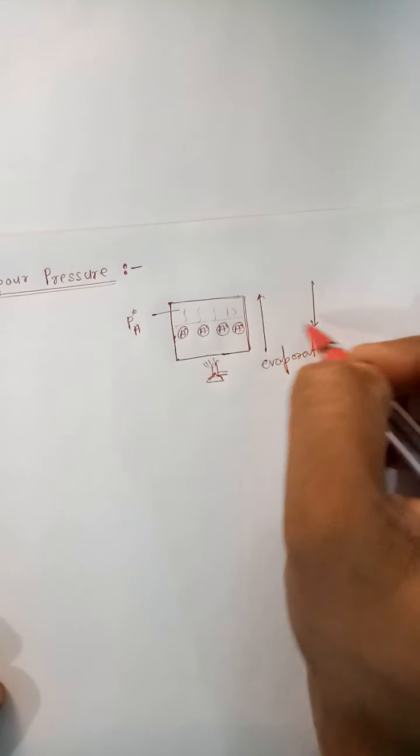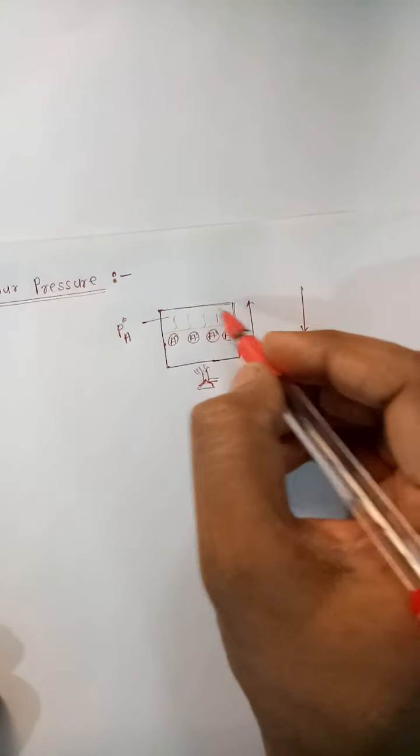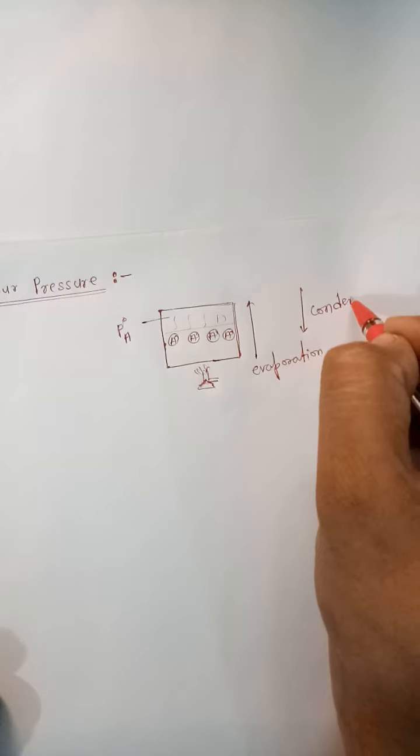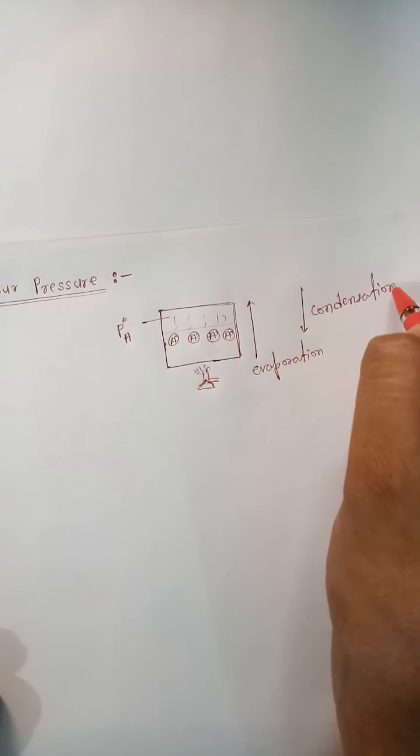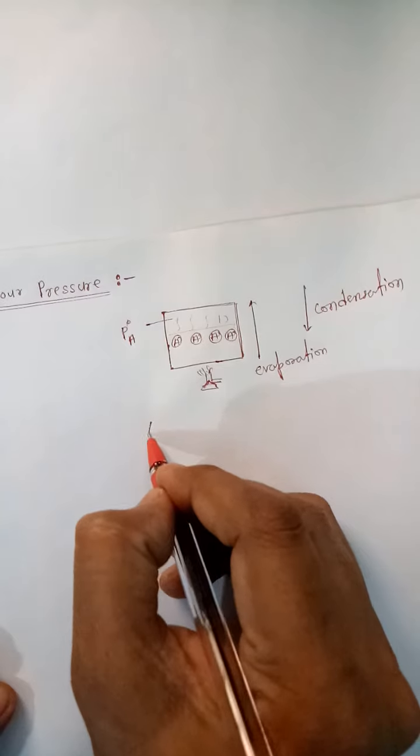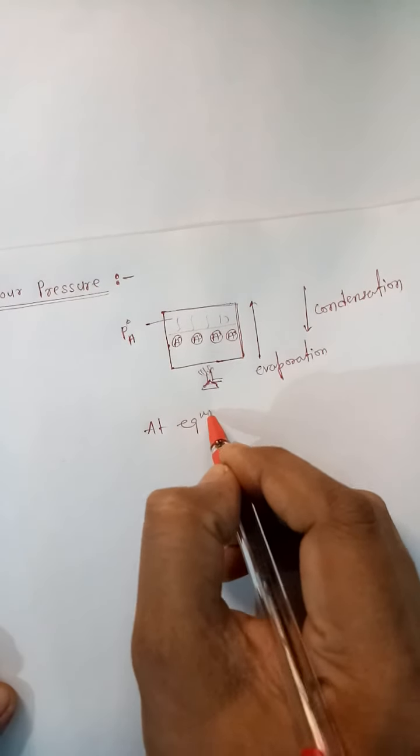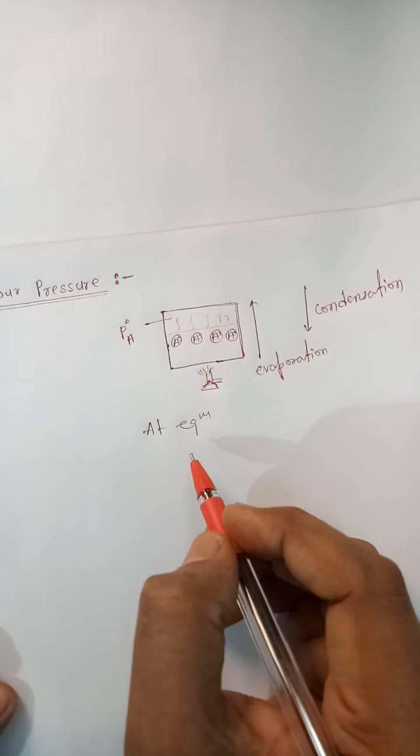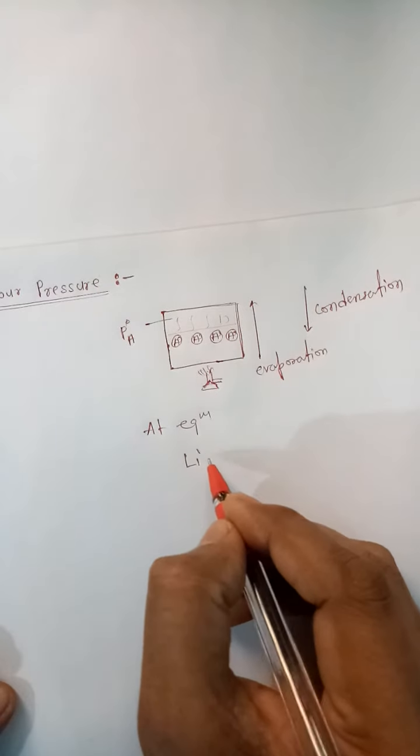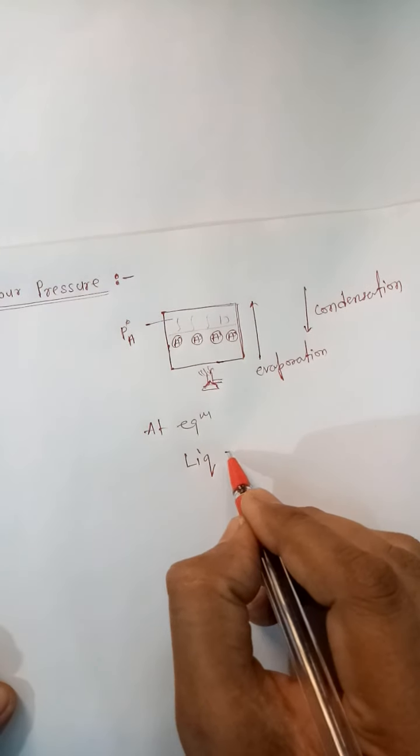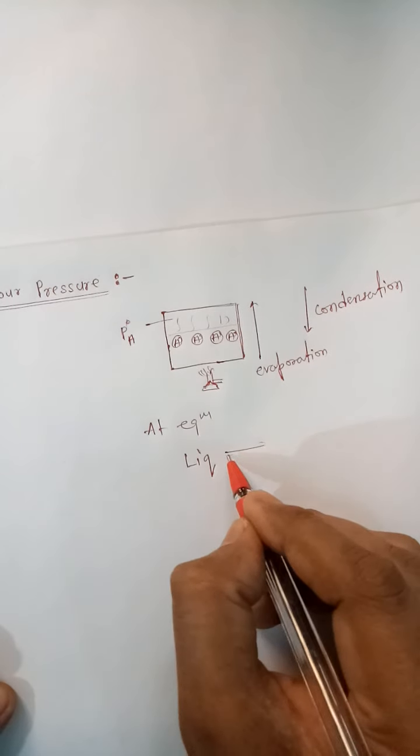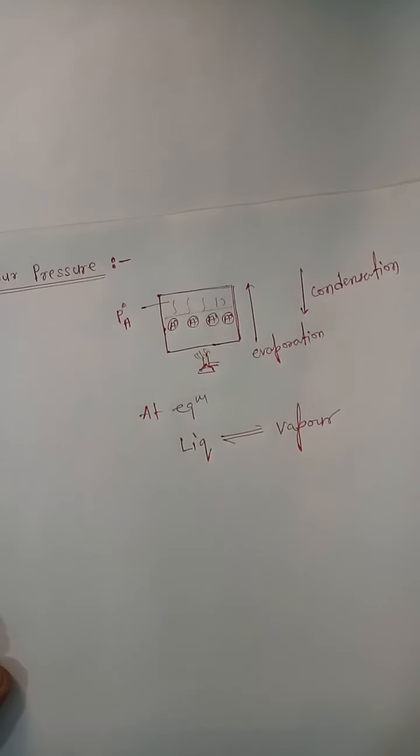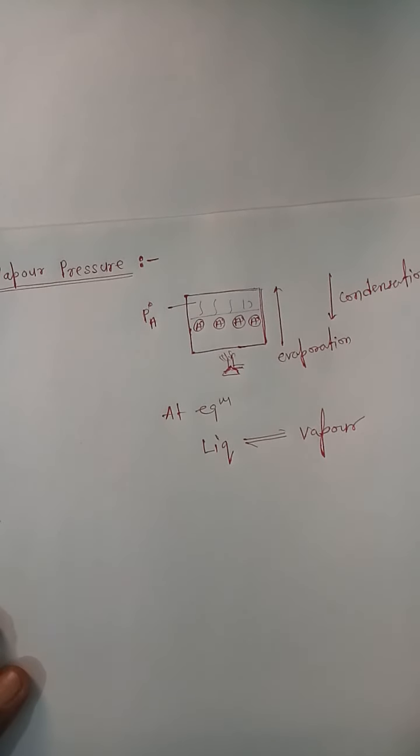and in this direction the vapor molecules will come into the liquid. That is called condensation. So equilibrium is established, where the rate of evaporation becomes equal to the rate of condensation. That means liquid goes to vapor and vapor goes to liquid, where equilibrium is established. So in that condition we can define the vapor pressure now.